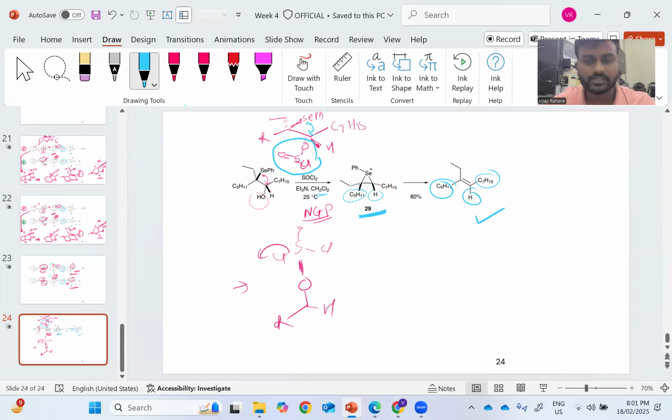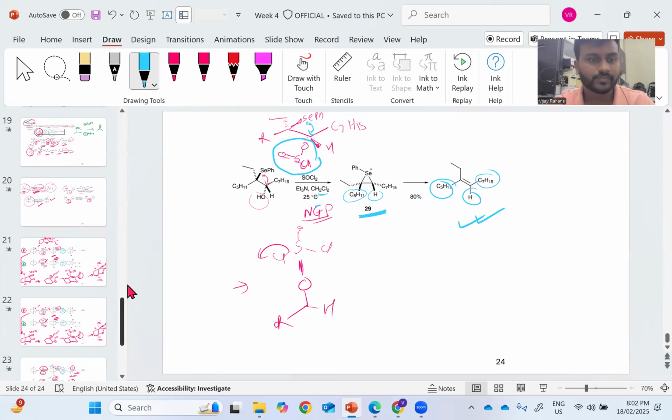So this is one of the classical examples of neighboring group participation, and this drives the stereochemistry in the resulting alkene. So you can refer to this as one example of neighboring group participation. Also, in the set of reagents that I have mentioned here, we have already seen the use of SOCl2, the reaction of SOCl2 with alcohol, and also the SePh selenium-based reagent. So these were some of the slides that I have taken from the course.